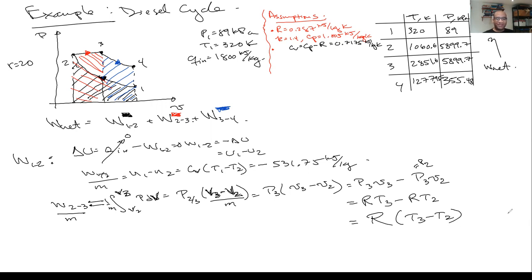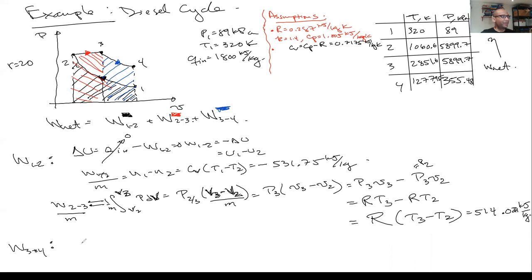So if we punch that in, I didn't do it separately in my solution, so I'm just going to punch it in. I'm going to get 0.287 times T3, 2851.6, minus T2, 1060.6. I get 514.02 kilojoules per kilogram. Because R is kilojoules per kilogram Kelvin times Kelvin, the units work out.